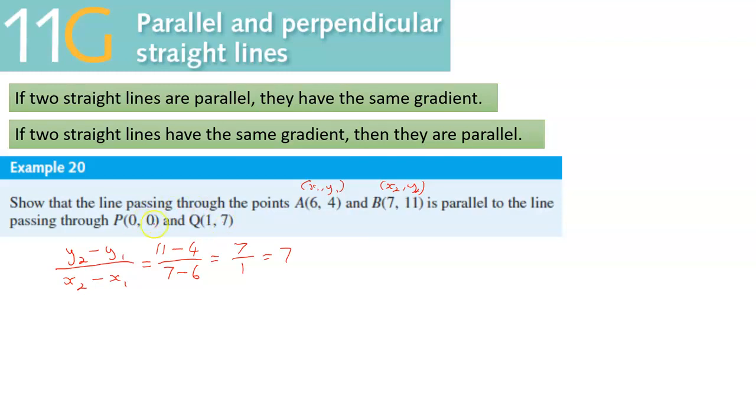And again, it doesn't matter which one is the ones and which one is the twos. These numbers are bigger, so it's going to be easier if I put those first. So this is for AB. For PQ, I'm going to have 7 minus 0 over 1 minus 0. That equals 7 over 1, which is 7. So I've got the same answer as I calculated the gradients for both line segments, therefore the lines are parallel.